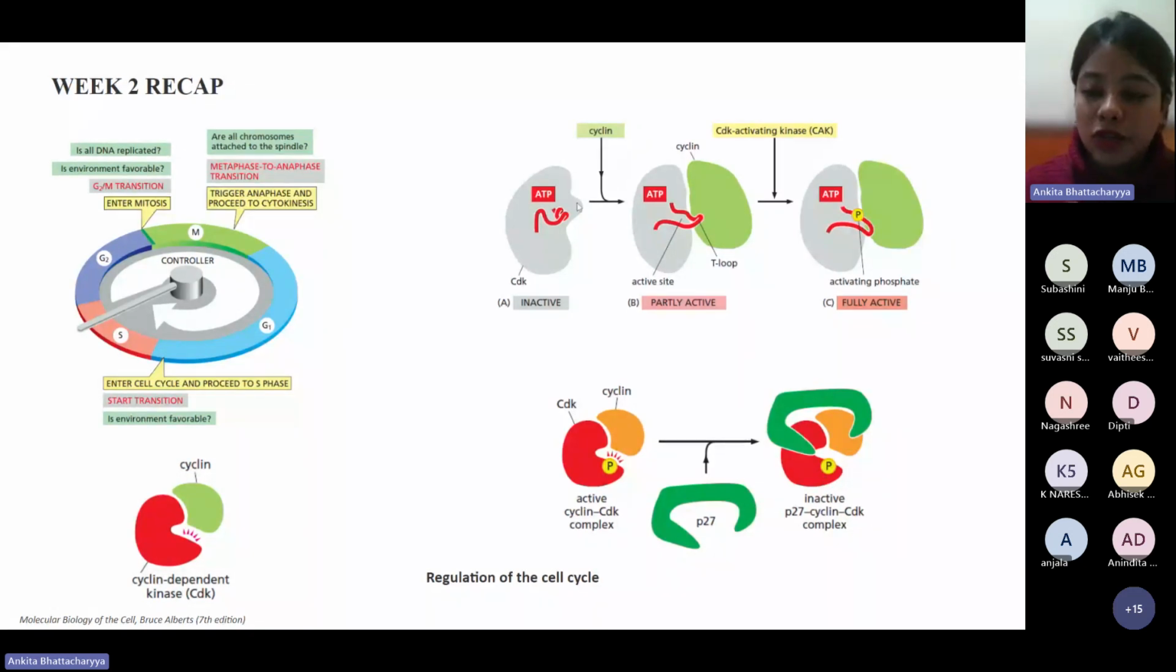So this inactivation is such that it's now a ternary complex of three entities. You have the cyclin, you have the CDK, and to it you have the bound P27, which is keeping this entire complex shushed. So it is no longer able to execute its functions. So this is how regulation is being carried out.